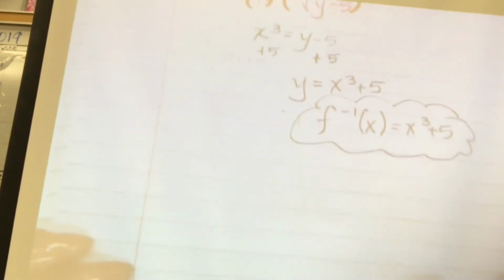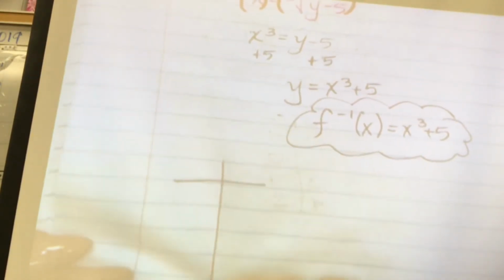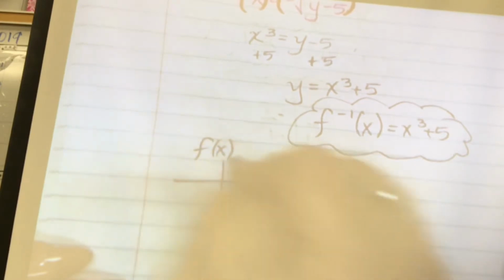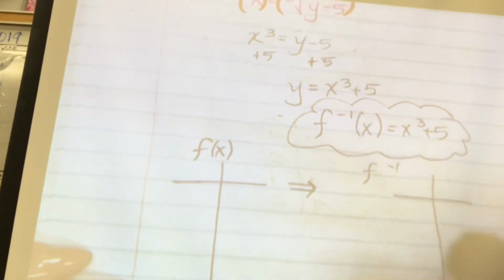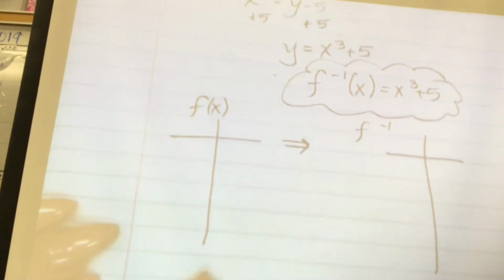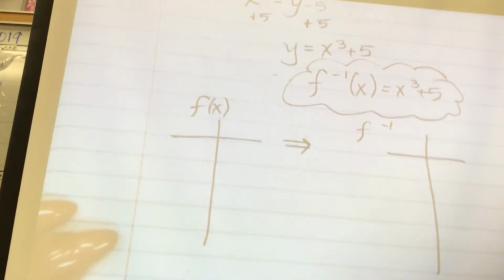Go ahead and check our answer. Let's make a table for f of x. Then we'll switch it for the inverse and make sure that those points are switched. I'm going to be smart about the numbers I choose because I don't want to plug in 0 and then do the cube root of 5. I'm not trying to do all that.